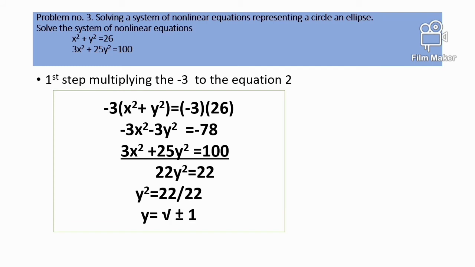Then, we will add 3x squared plus 25y squared equals 100. And then we will eliminate negative 3x squared and positive 3x squared. So the remaining will be 22y squared equals 22. Then 22 divided by 22 gives y equals positive and negative 1.